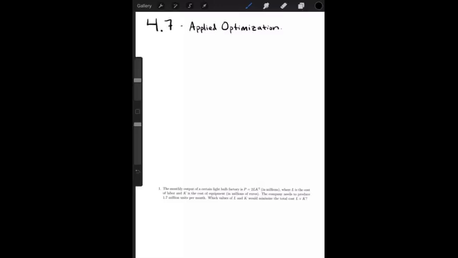I do want to mention again, I sent that email out, but this is a word problem section, so I put up a worksheet of applied optimization word problems up on Canvas, if that might make it easier to follow along rather than having to write out all of the word problems again.